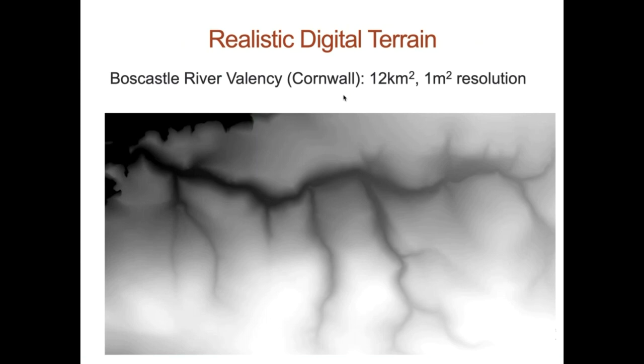So that's what the simulation essentially does. The terrain area that's spanned here is 12 square kilometers, with a resolution of 1 meter squared, just to give you an idea of how many cells there would be in such a terrain.